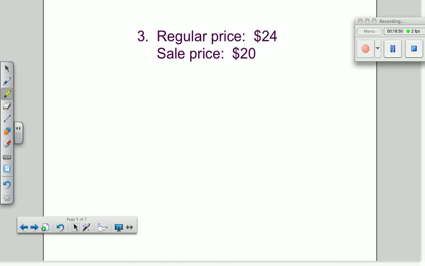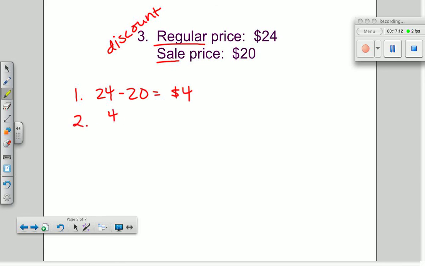Okay, the next one is a regular price item and sale price. So we're talking about a discount. So step 1, find the amount of the discount. 24 minus 20. $4 is the amount of the discount. Step 2, write that as a fraction. We're saving $4 out of a total of $24. Step 3, write the percent as a fraction. Percent over 100. Step 4, solve the proportion of 4 to 24 and P to 100.